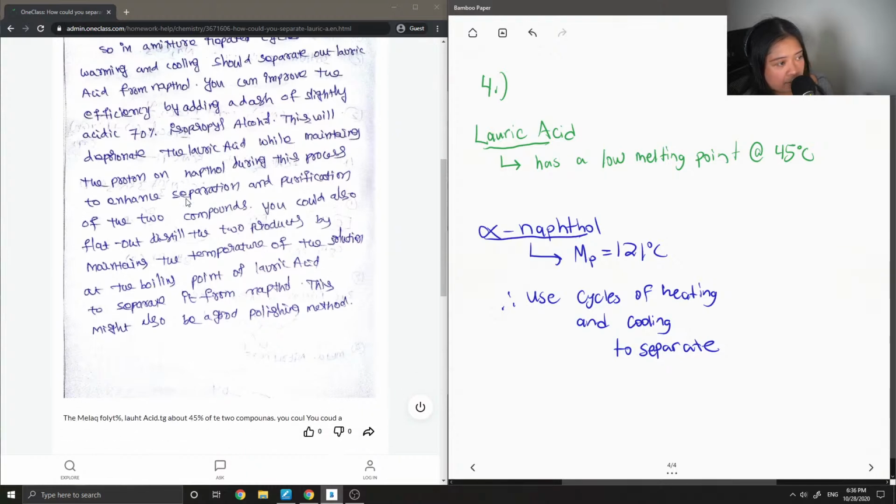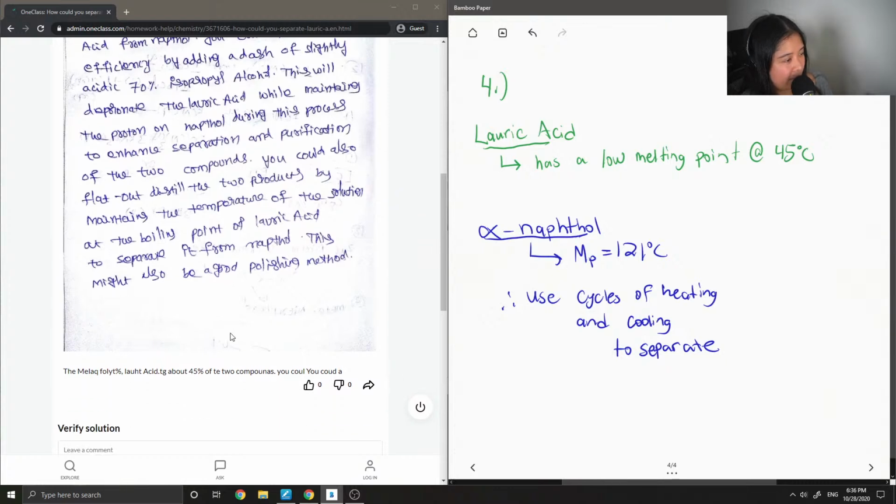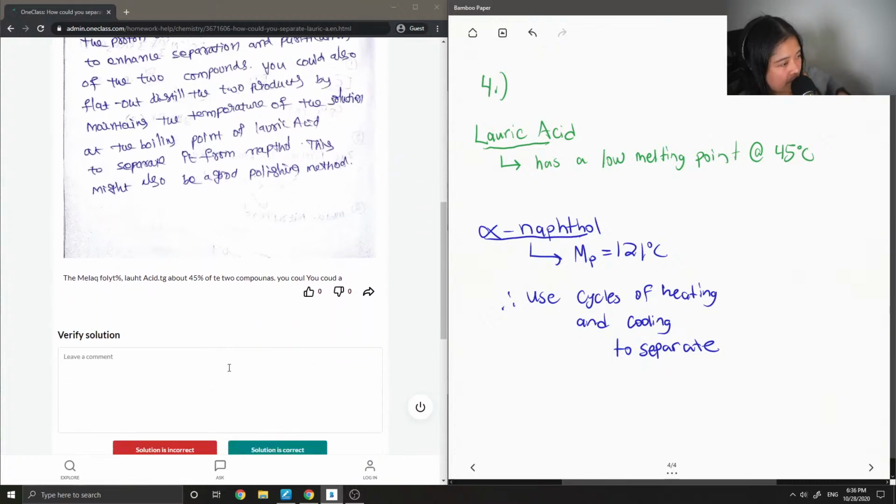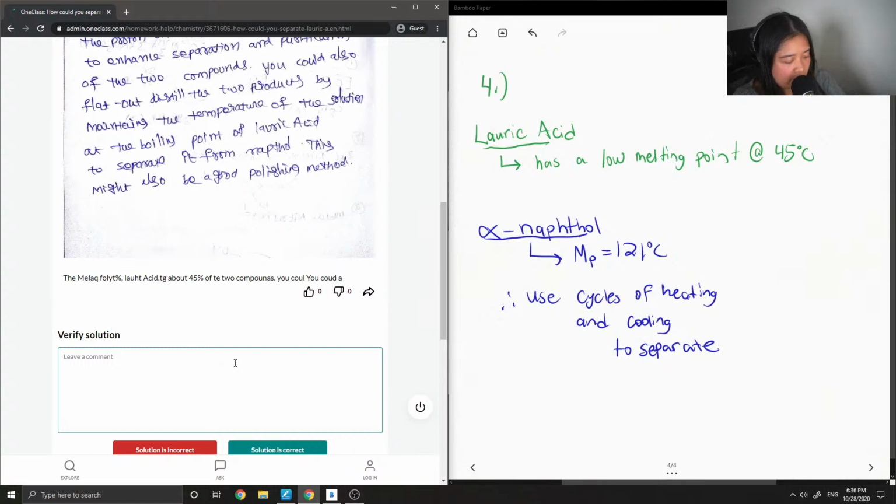of the two compounds. It also flat out distill the two products by maintaining the temperature of the solution at the boiling point of lauric acid to separate it from naphthol. That was a long sentence. This might also be a good polishing method. So that's cool. So this solution is correct.